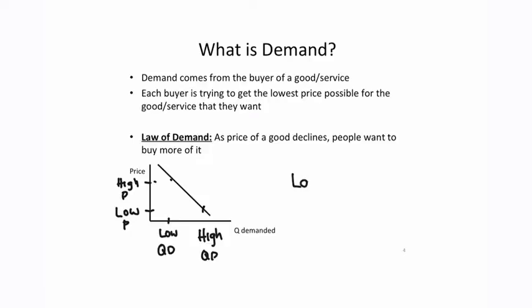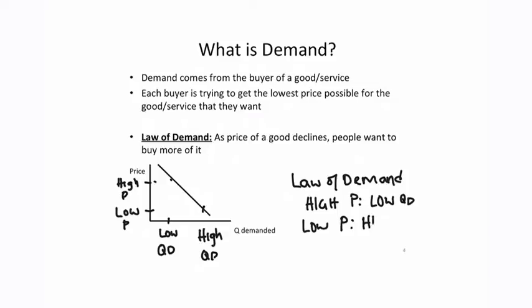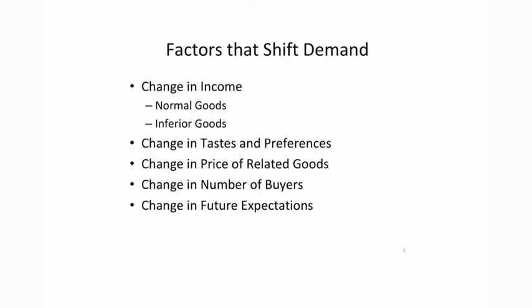So the law of demand is going to tell us that at a high price, we have a low quantity demanded. And at a low price, we have a high quantity demanded. Therefore, the law of demand is going to illustrate a negative relationship between price and quantity. There are certain factors that are going to cause a shift in the demand curve.